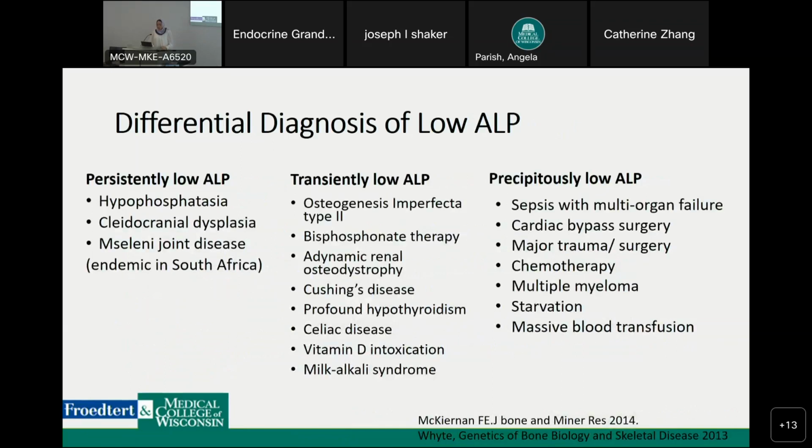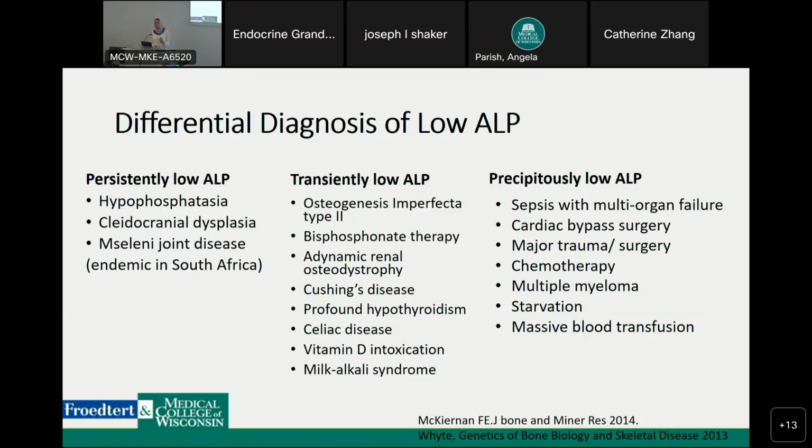The differential diagnosis of low alkaline phosphatase is also very wide, but the diseases that cause persistently low alkaline phosphatase are actually not many. There are only 3 of them: hypophosphatasia, and then cleidocranial dysplasia, and these patients will mainly have obvious skeletal dysplasia. And then there is the disease called Mseleni joint disease, and it's endemic in South Africa. Transiently low alkaline phosphatase occurs with a number of endocrine problems. So we have it with Cushing's disease, severe hypothyroidism, we also have it with celiac disease, vitamin D intoxication, and interestingly, alkaline phosphatase can also be low after bisphosphonate therapy.